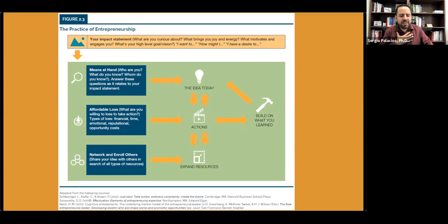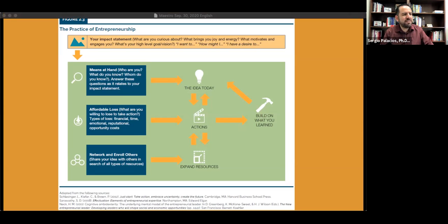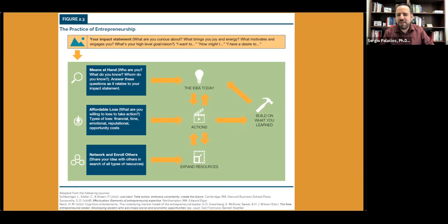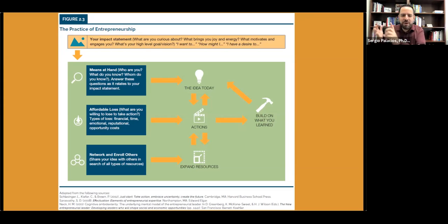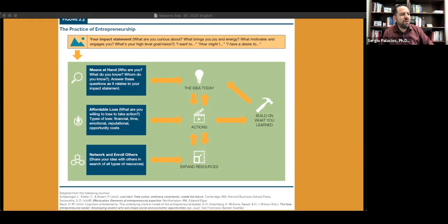So let's say I know about runners. I'm going to invest one week of my time, and maybe in that week I'm going to spend 3 hours understanding some of the needs of the market. That's all I'm investing. I'm not talking about millions of dollars. I'm not talking about my 401k funds. That's it. Now, network and enroll others.